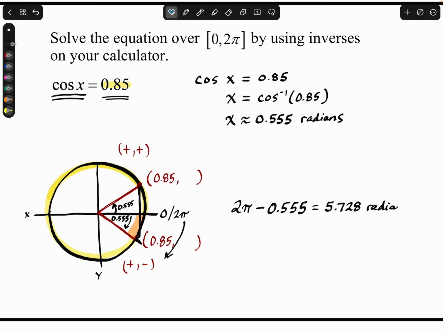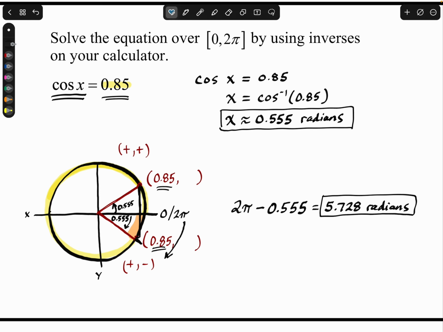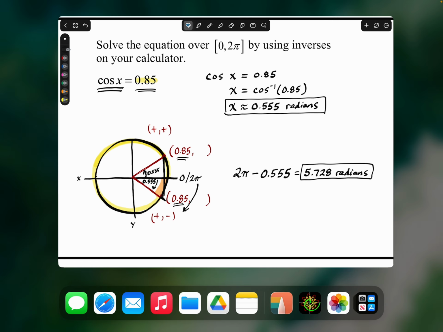Again, those are radians. So here are the answers that we have. We have 0.555 radians, and we get 5.728 radians. Each of those, if we take the cosine of those angles, we get 0.85. All right, so let's move on to the next one.